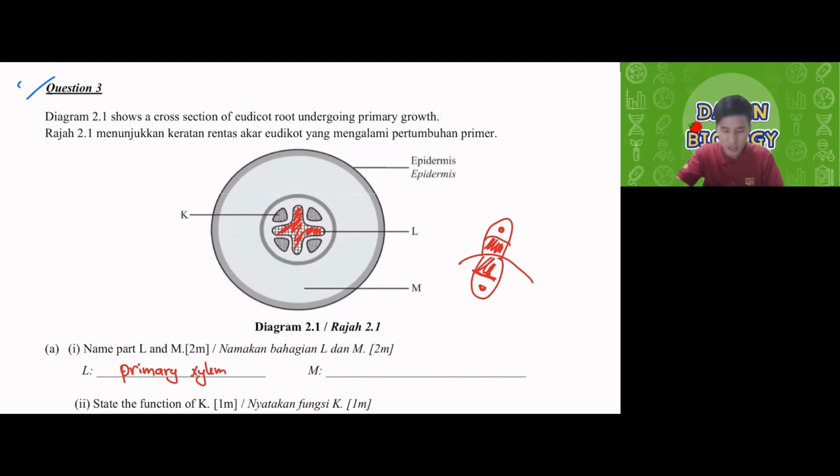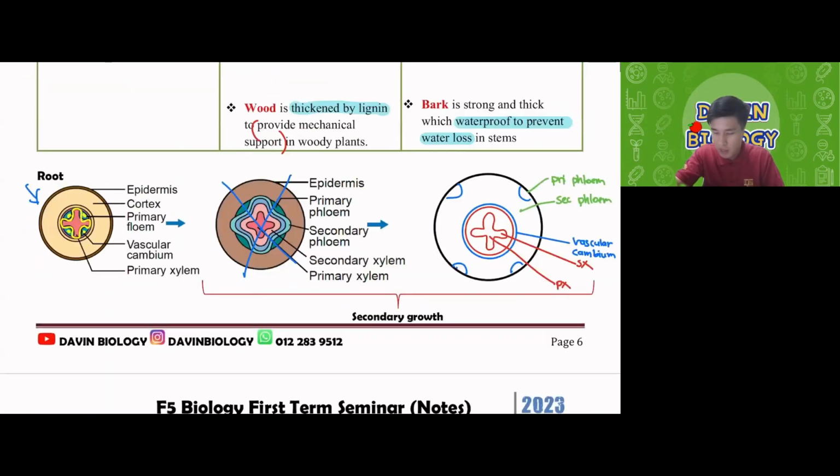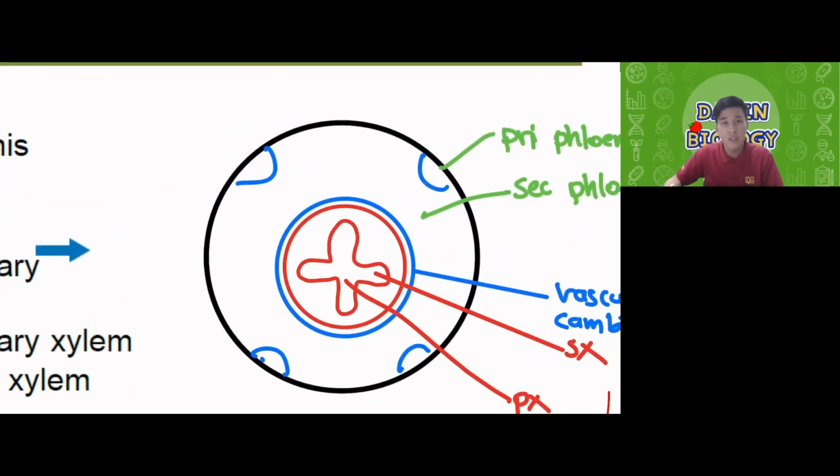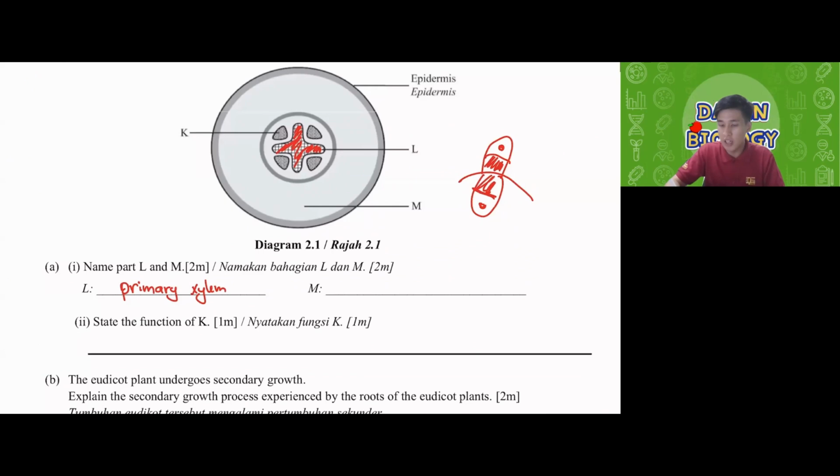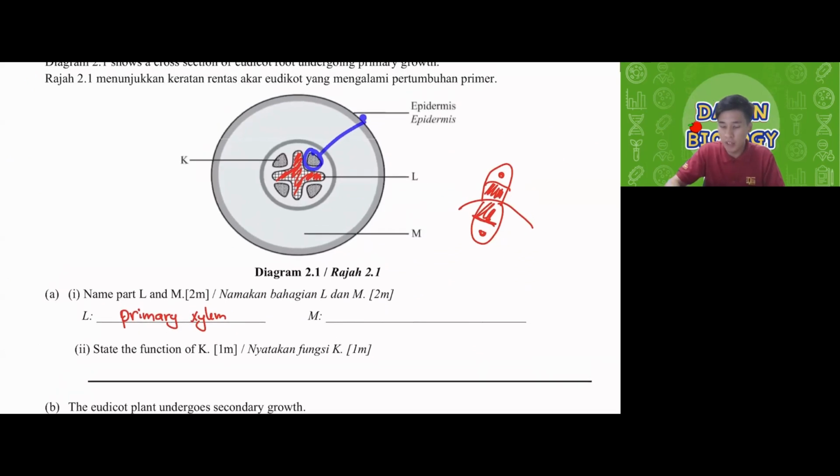There's no secondary. Because if it's secondary, it will look like this. Secondary looks like this, completely different. So you must look at it. If it's secondary, you must see the phloem outside here. So obviously it's primary.